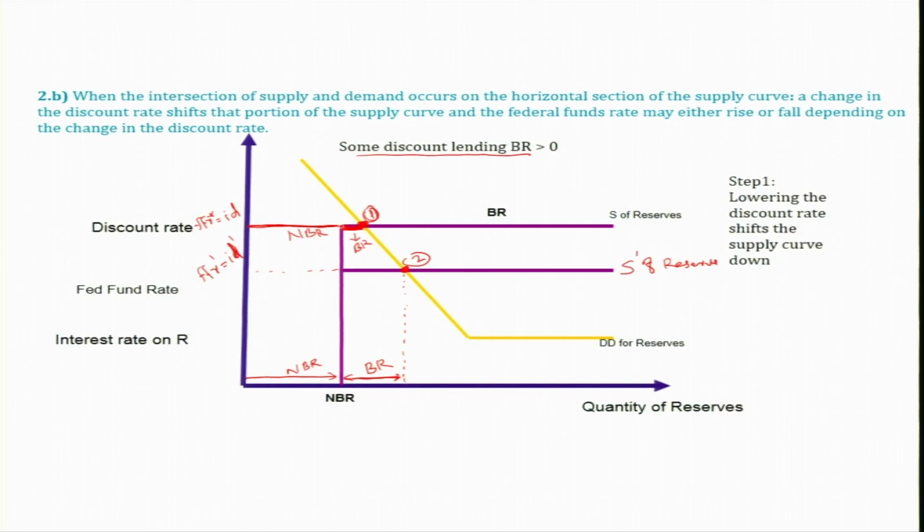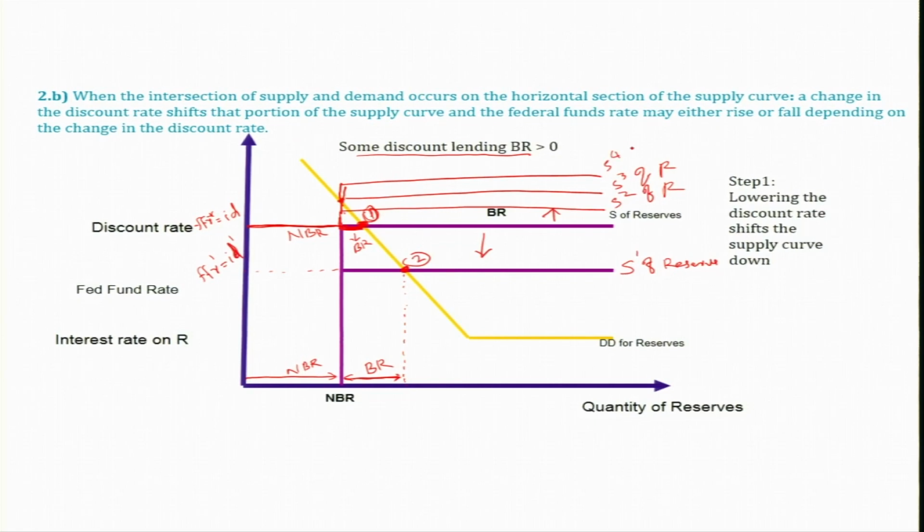Similarly we can also see what if they increase the discount rate. Suppose if they keep increasing, then the curve will be shifting upwards. When they keep increasing the discount rate, we can say that this one is S2 of R, S3 of R, S4 of R.